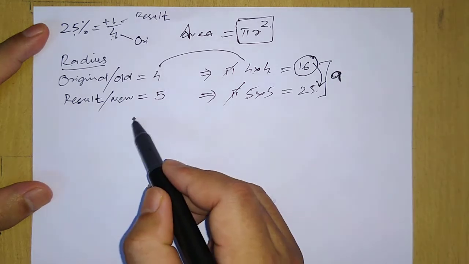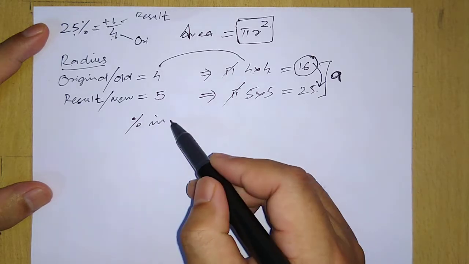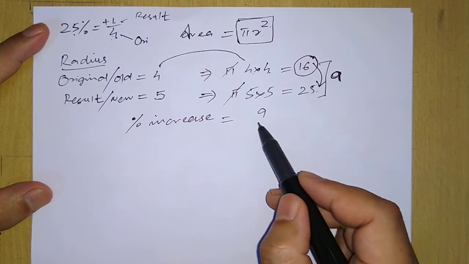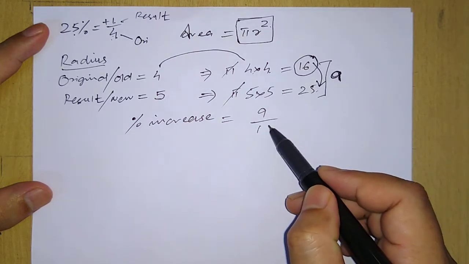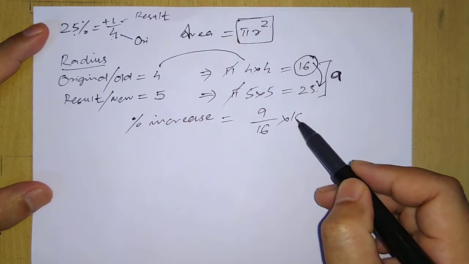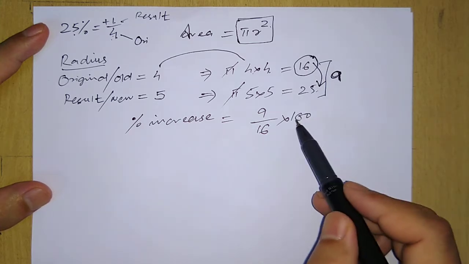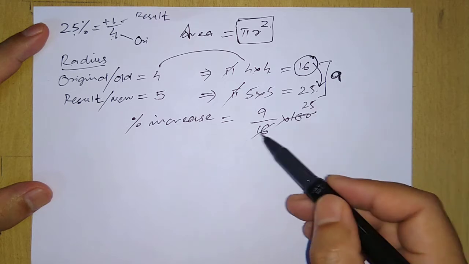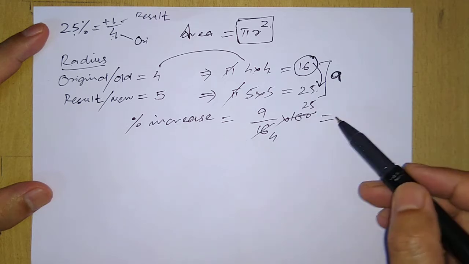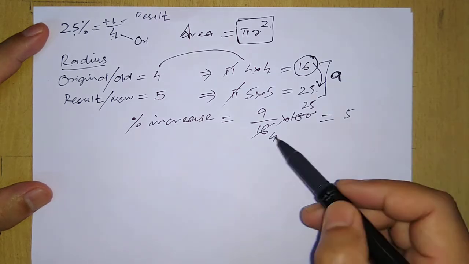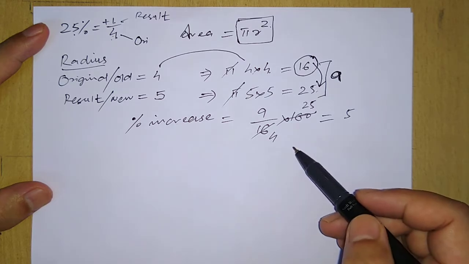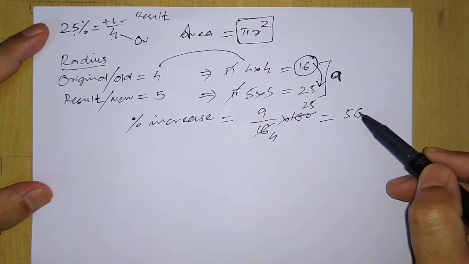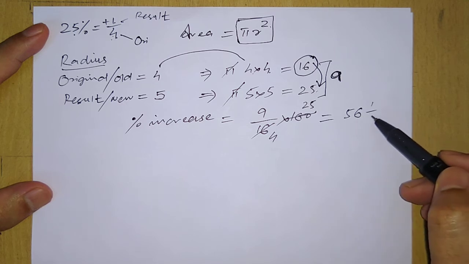Now the percentage increase in area will be the increase upon the old area. 9 has been increased and the old area is 16, into 100. So if we solve this, it will be 56 1 by 4%.